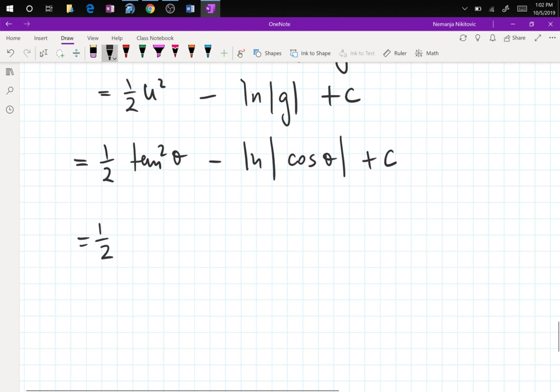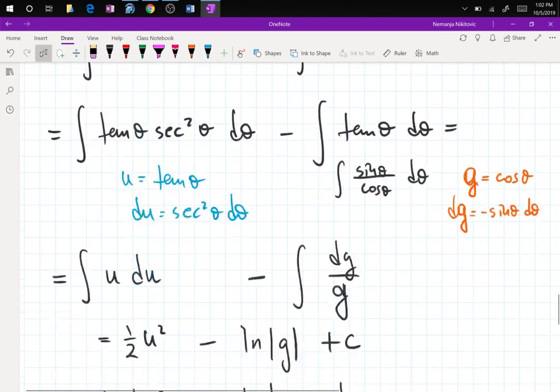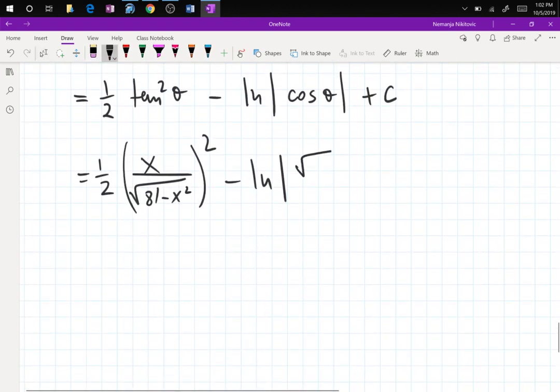So 1/2 x over square root of 81 minus x squared, and all of that needs to be squared because it was tangent squared, minus ln absolute cosine. Cosine needs to be read now, and I think we had cosine, yeah, the square root of 81 minus x squared over 9, plus c.